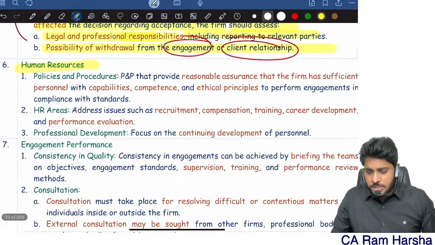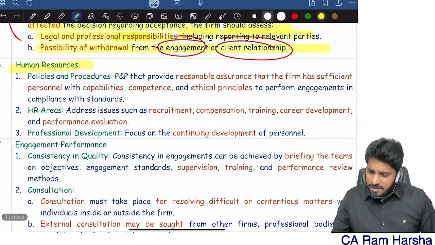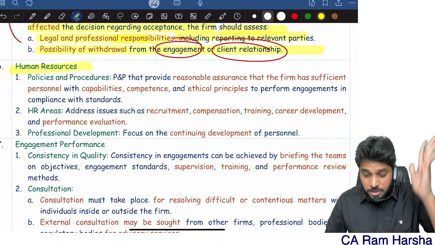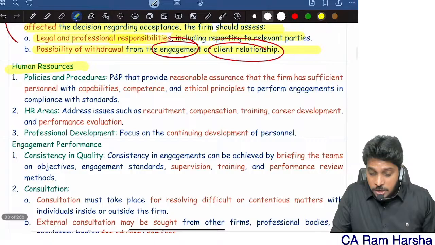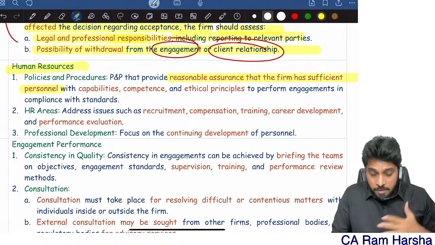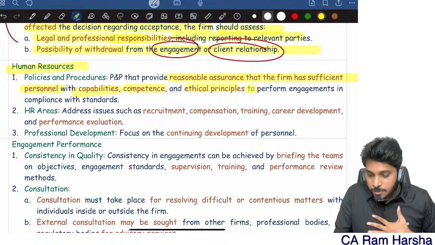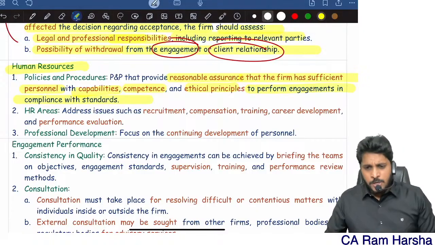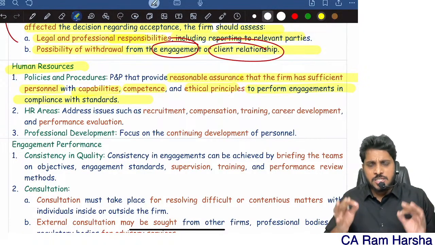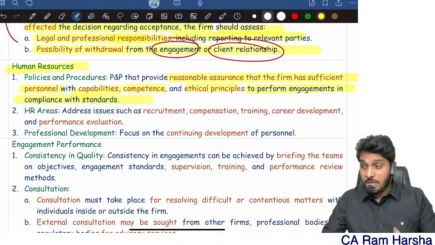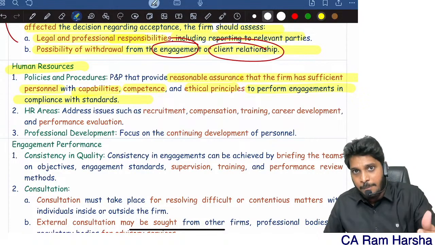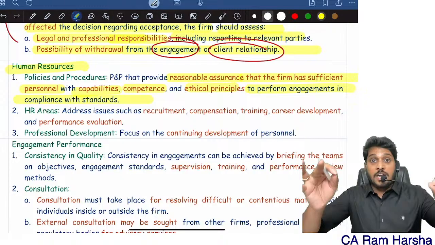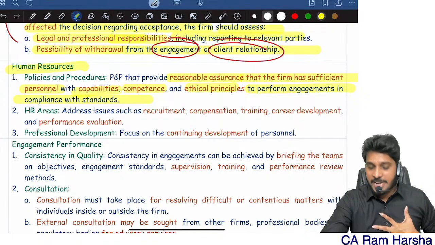Then human resources. So what is human resources? Every firm, when you open your practice tomorrow, has to establish policies and procedures so that you have reasonable assurance that the firm has sufficient persons with the capability, competence and ethical principles to perform engagements in accordance with standards. You must establish policies and procedures in your organization in such a way that you have staff members who are competent and capable, so that whatever work your firm accepts, they can perform it competently.